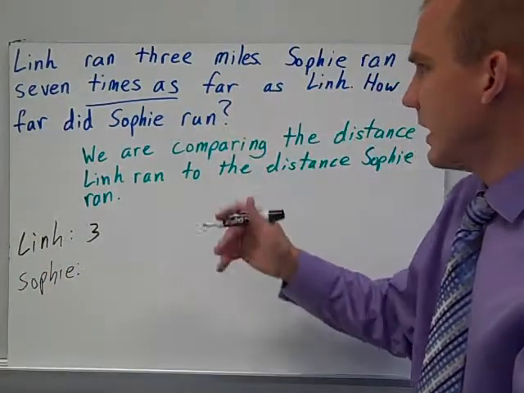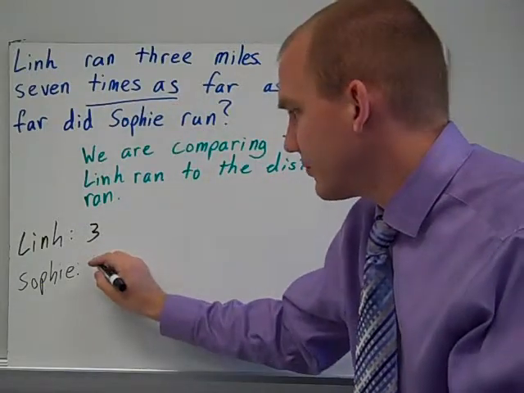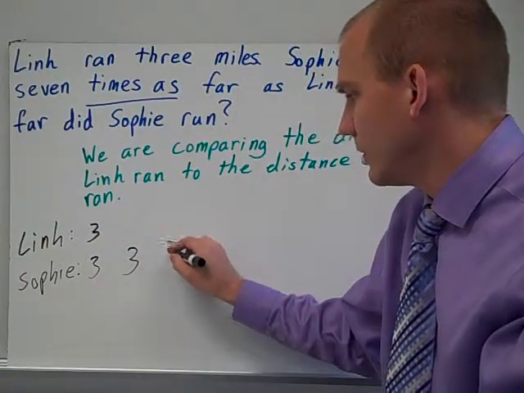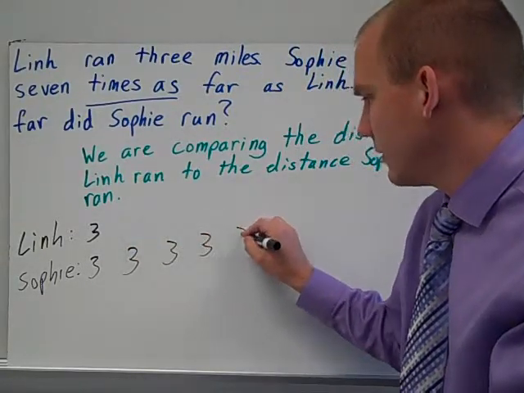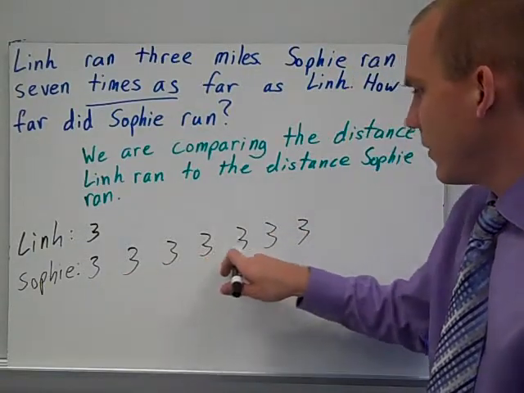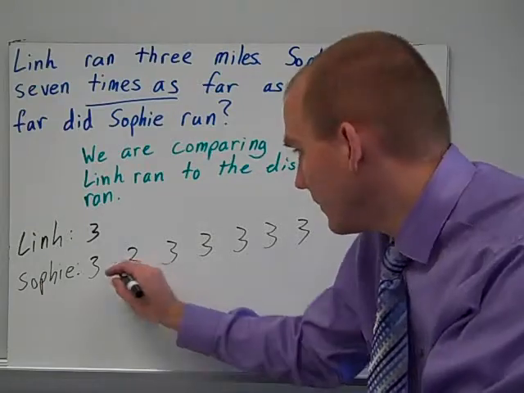Sophie did 7 times as far. Well, that means that she did 3, but she did it 7 times. So she did it again. That's 1, 2, 3, 4, 5, 6, 7. So she did 7 threes, which you could just add them up.